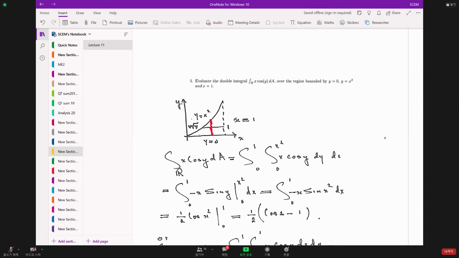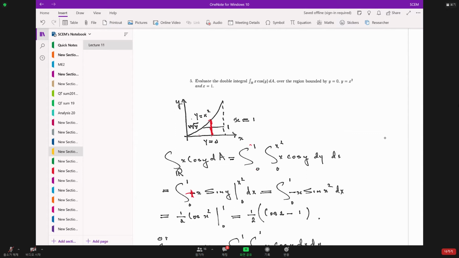So if we do that, we integrate with respect to y. Y changes from 0 to x squared, from the lower boundary to the upper boundary, and x changes from 0 to 1. Now, this is easy to integrate with respect to y. If we integrate this with respect to y, you simply get x sine y, because the integral of cos is sine, since the differential of sine is cos. Check that out.